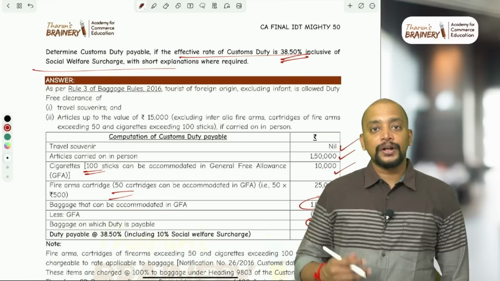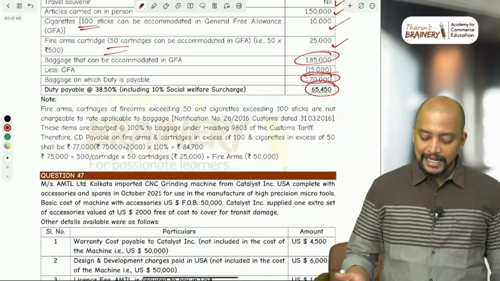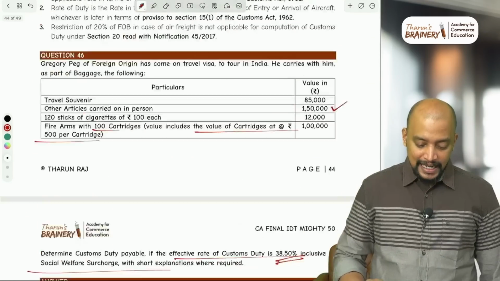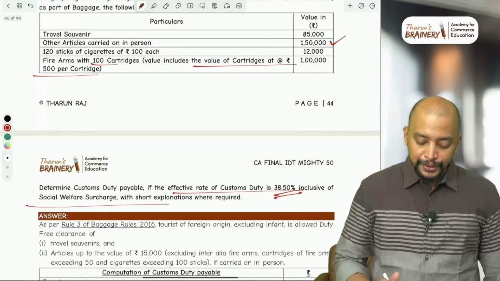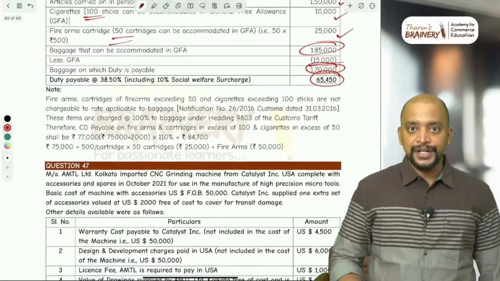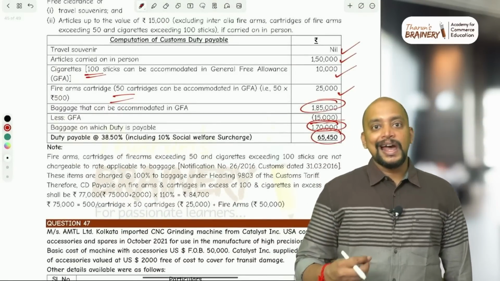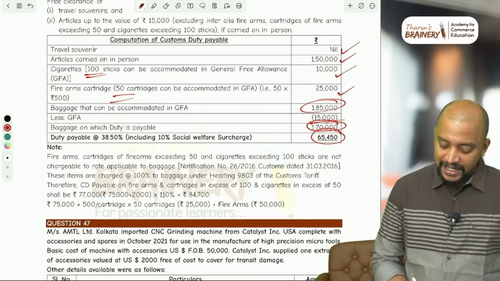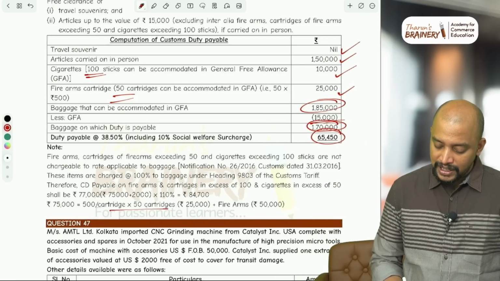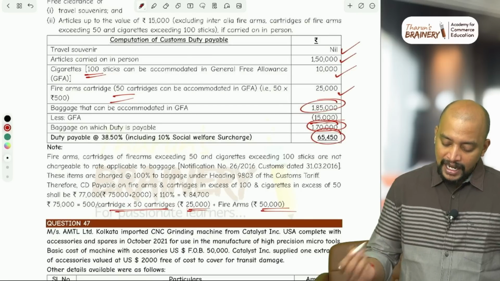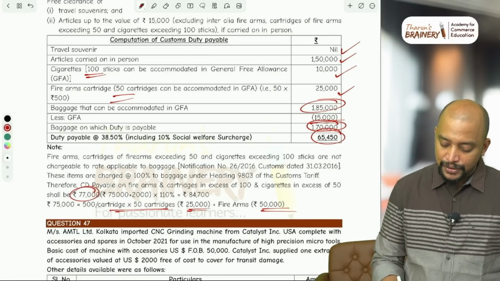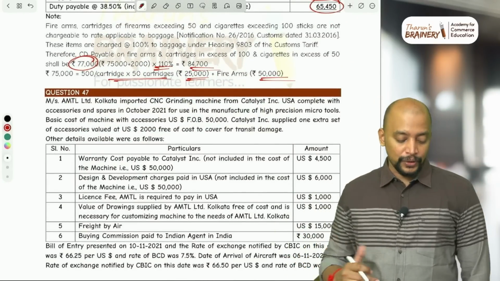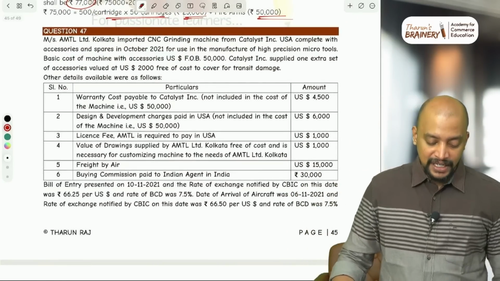But you also write the note for the remaining. So remaining 25 cigarettes, because 100 sticks, so cigarettes exceeding 100. So 120, 20 into 100, 2,000. And then firearm 50,000, and then cartridges beyond 50, so that will be 25,000. So see this, cartridges beyond 50, 25,000, firearm 50,000, and 2,000 will be cigarettes. So total 77,000. We need to take 110%, 84,700. Like that you show as the note.